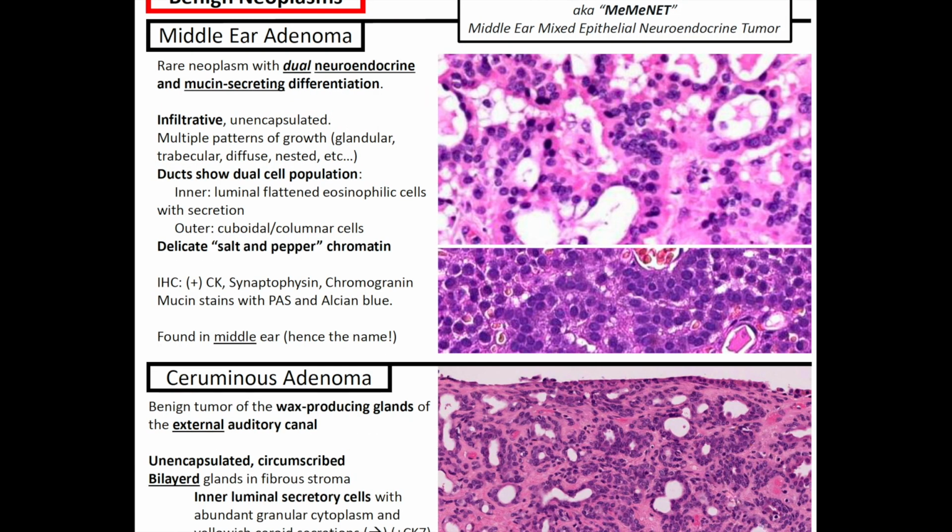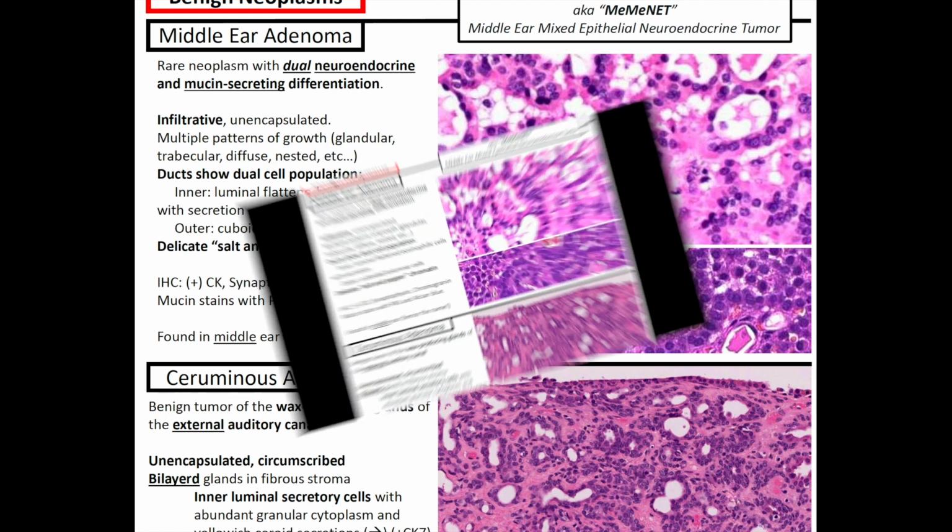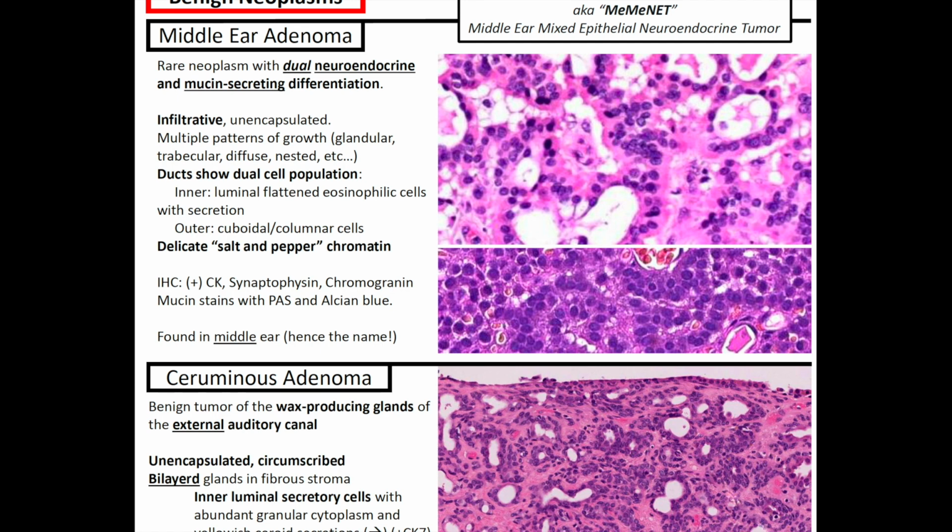Moving right along, we've got some benign neoplasms of the ear to go over. All right, so this is a middle ear adenoma, also known as a MiMENT, or a middle ear mixed epithelial neuroendocrine tumor. This is a rare neoplasm with dual neuroendocrine and mucin secreting differentiation. It can be infiltrative, unencapsulated, with multiple patterns of growth: glandular, trabecular, diffuse, nested, and more. The ducts show a dual cell population.